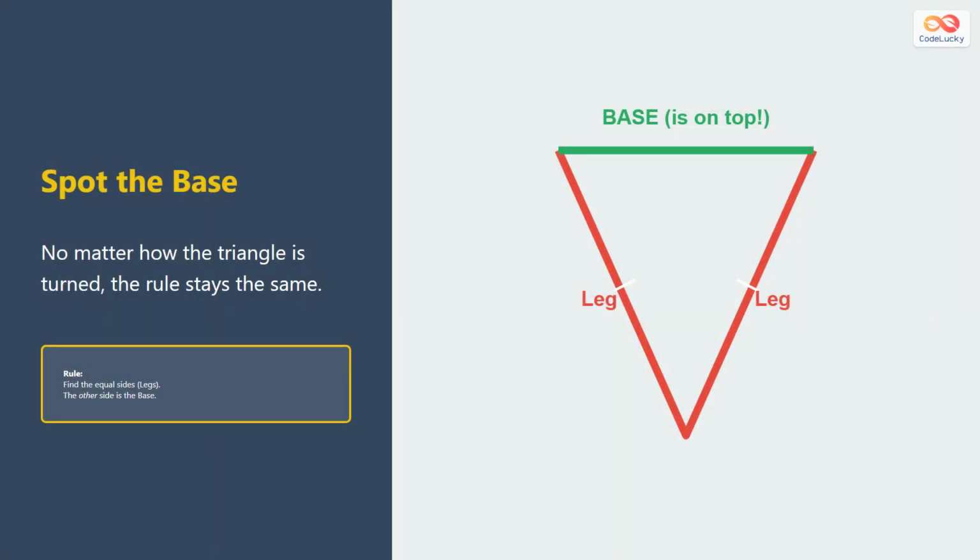Even if the triangle is upside down, the rule remains unchanged. Look for the equal sides first. Those are the legs. The remaining side, which is now at the top in this image, is still the base.